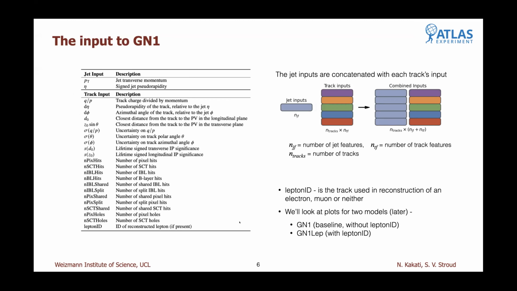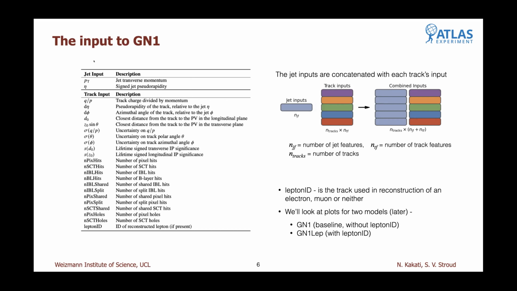If the track is used in the reconstruction of an electron or muon, we take the ID of that lepton, and that's an optional input. So later, when we look at the plots, we will see two versions of the tagger, one with this and one without. That's why I thought I'd mention it here. So we'll have two models, GN1 and GN1 Lep.